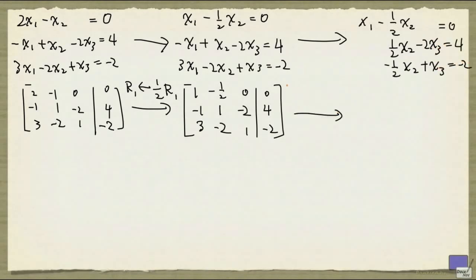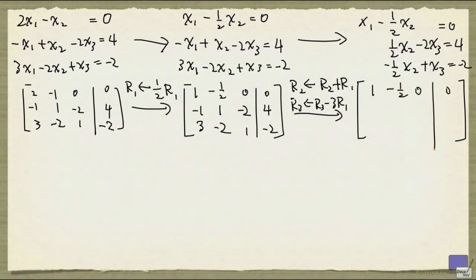And the operations on the matrix are replacing row 2 with row 2 plus row 1, and replacing row 3 with row 3 plus minus 3 times row 1, which we can write as minus 3 times row 1. So the first row stays the same. For the second row, I have to add row 1 to row 2. So 1 plus minus 1, that's 0. Minus a half plus 1 is a half. 0 plus minus 2 is minus 2. And 0 plus 4 is 4.